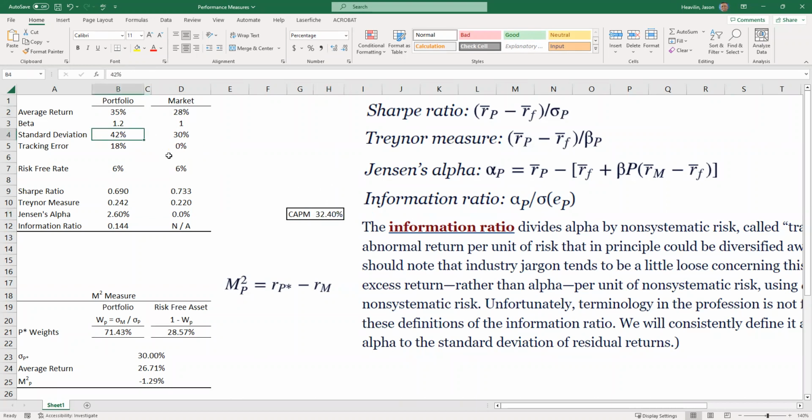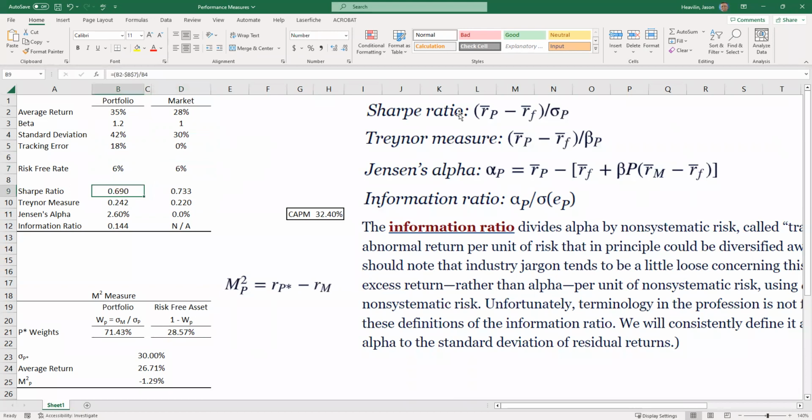Okay, so the standard deviation of this portfolio is 42%, and the standard deviation of the market portfolio is 30%. We're going to give it a tracking error. We're just going to go ahead and provide this number now. We're not going to get into the calculations. And because a tracking error compares it against the market, the market wouldn't have a tracking error. That's the benchmark. That's the base. The risk-free rate in the scenario is 6%, so it's the same for both.